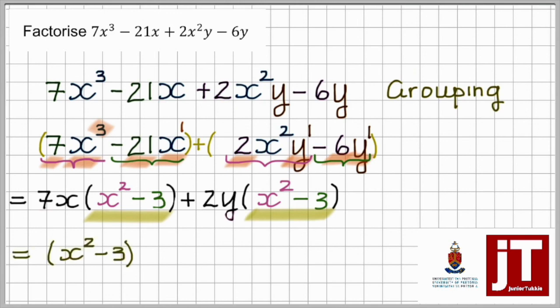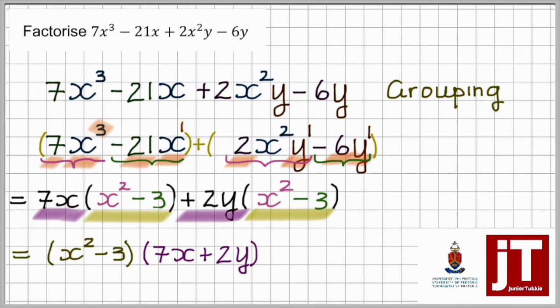So we write out x squared minus 3 in a set of brackets. We then take the first term and divide it by x squared minus 3, and we take the second term and divide it by x squared minus 3. We are then left with the leftovers, which are 7x plus 2y, and we write that out in the second set of brackets.